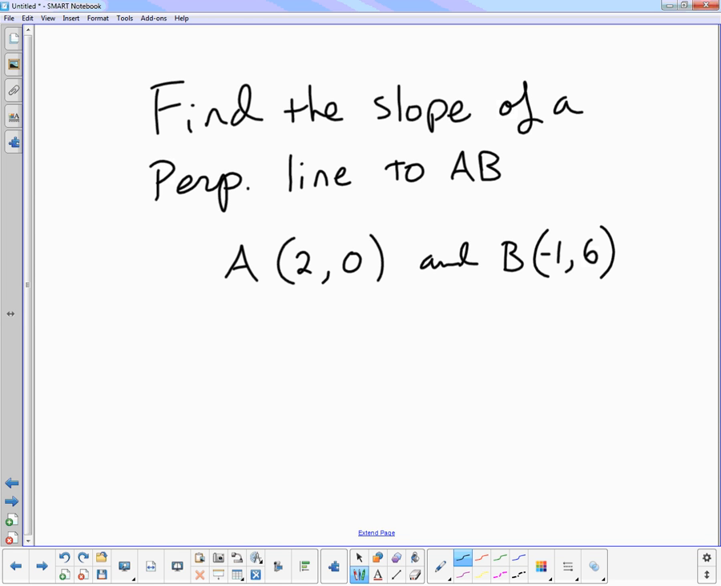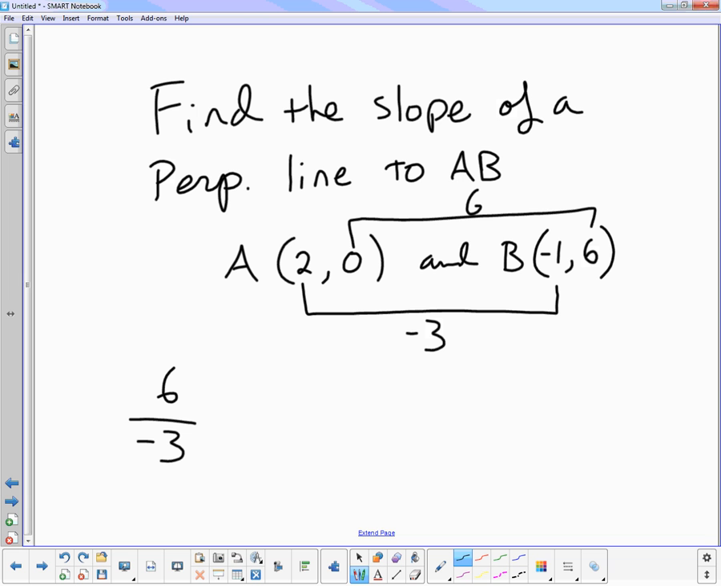Let's finish this one. From 0 to 6 is 6. From 2 to -1 is -3, right? So the original one is 6 over -3, which is -2.